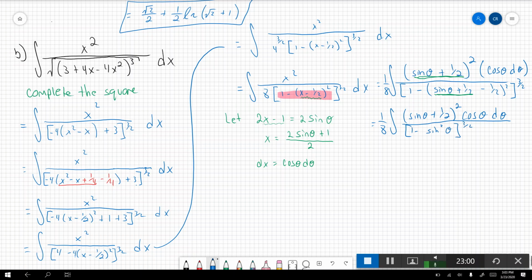Now I'm going to ask you guys, what's 1 minus sine squared? Well, 1 minus sine squared, you guessed it, Pythagorean identity. Man, those Pythagorean identities are everywhere.